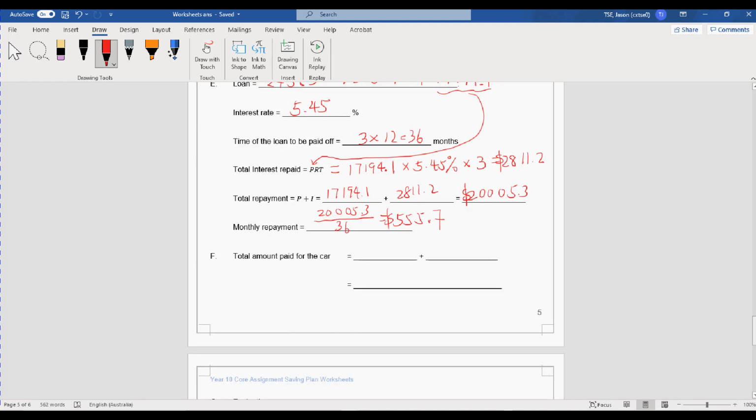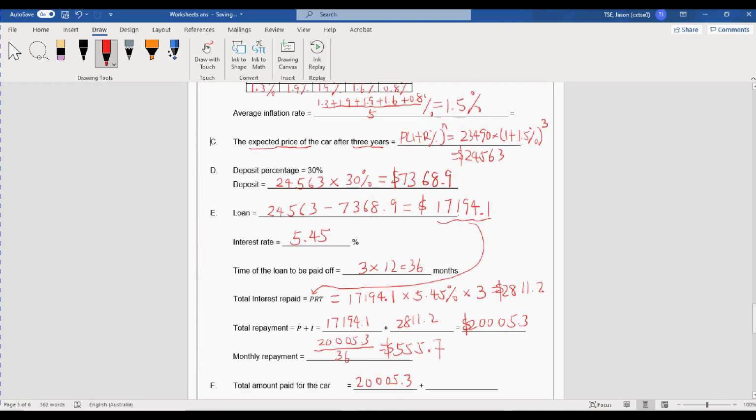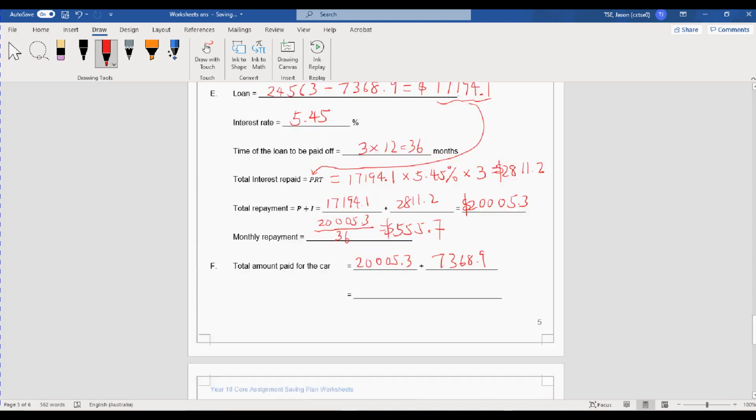Then the total amount paid for the car. That means the amount due to the loan and also the amount of deposit. You pay the deposit as well. So you add these two numbers together. That's the total you have paid for the car.